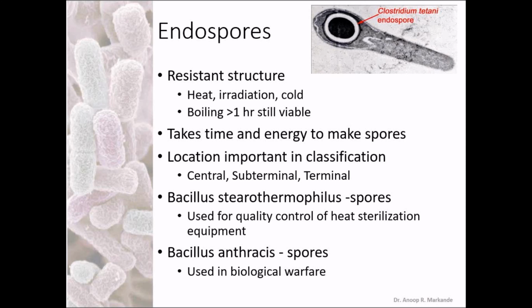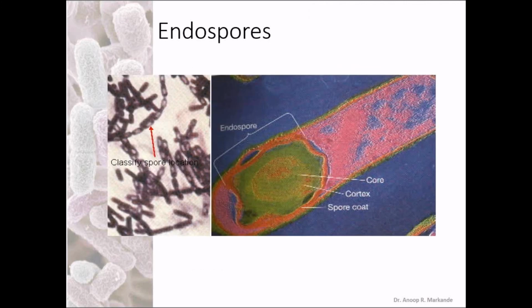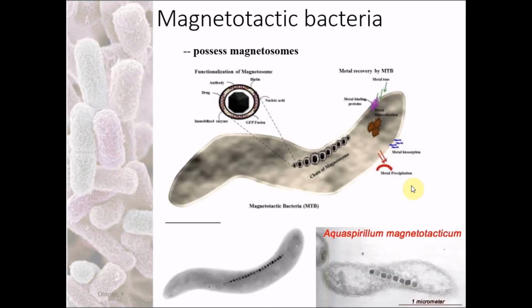Bacillus stearothermophilus spores are used as bio indicators for heat sterilization equipment. Bacillus anthracis spores, as we know from a few years ago, have been used, and they are still a threat because they can be used as biological weapons, and they are biowarfare agents. This is the image of an endospore forming organism, where it is divided into spore coat, cortex and core.